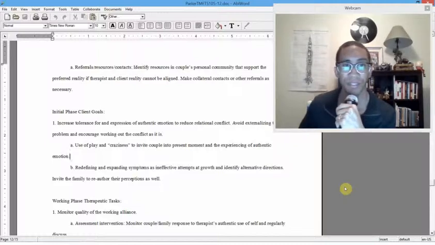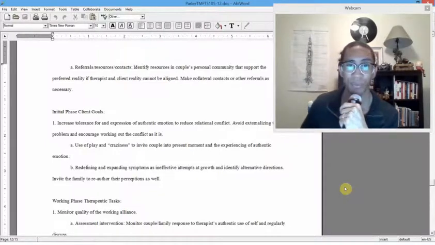Redefining and expanding symptoms as ineffective attempts at growth and identifying alternative directions. That is particular to, I guess, the anti-diagnosing worldviews of early marriage and family therapists, but he clearly does have some medical issues or psychological issues, so I'm going to go ahead and say that that's not going to be a part of this one.